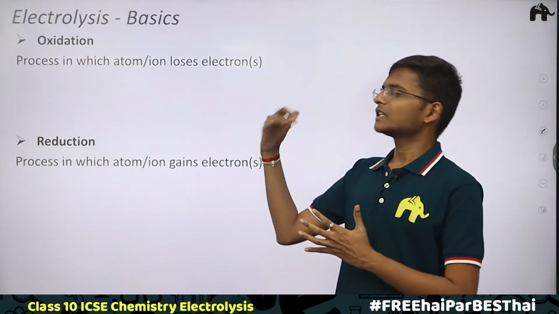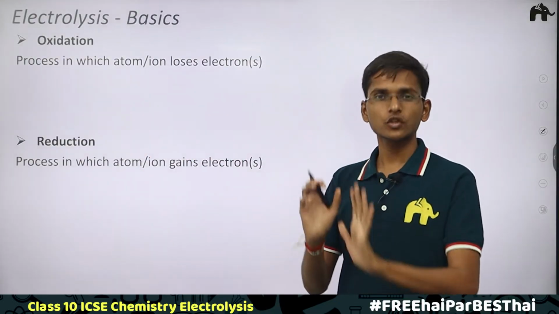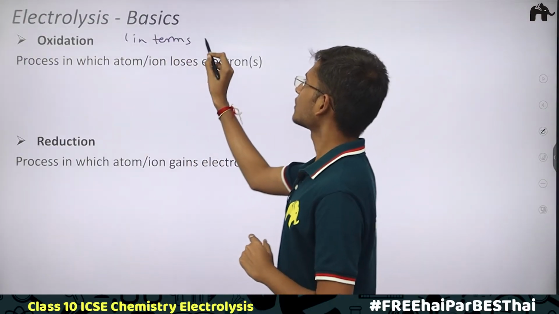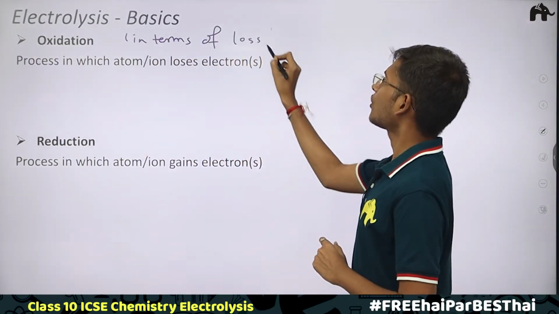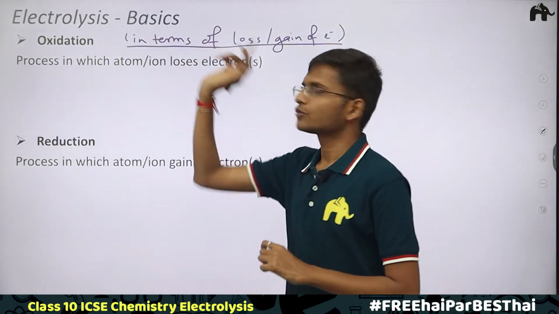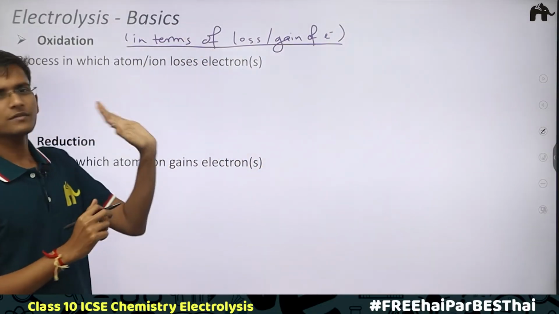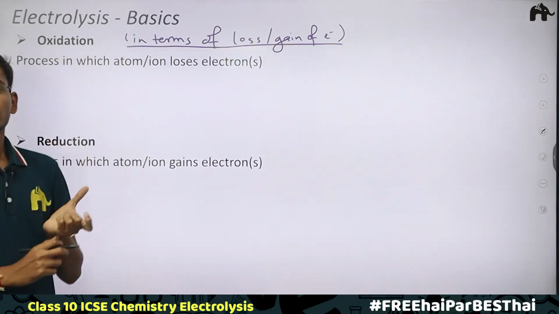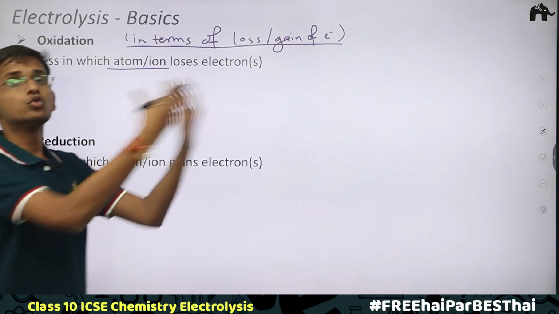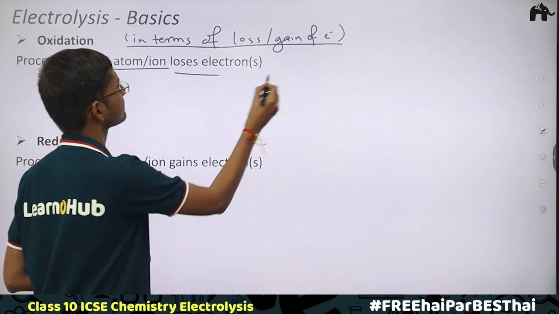Okay, so now the next concept in the basics is oxidation and reduction. We have to understand what is oxidation and what is reduction in terms of loss or gain of electrons. So oxidation in these terms is simply a process in which an atom or ion loses electrons. It just donates its electron, gives up its electron.